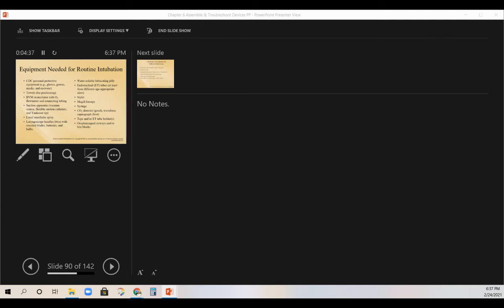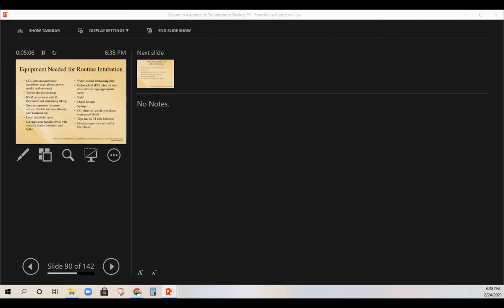BVM resuscitator with O2 flow meter and connecting tube, suction apparatus such as a vacuum source, flexible suction catheters, and Yankauer tube, and local anesthetic spray, laryngoscope handles with assorted blades, batteries, and bulbs, and water-soluble lubricating gel, endotracheal tubes, at least 3 different age-appropriate sizes. You've got to have that stylet, the Magill forceps if we're going to do a nasal intubation, okay? So that's nasopharyngeal intubation.